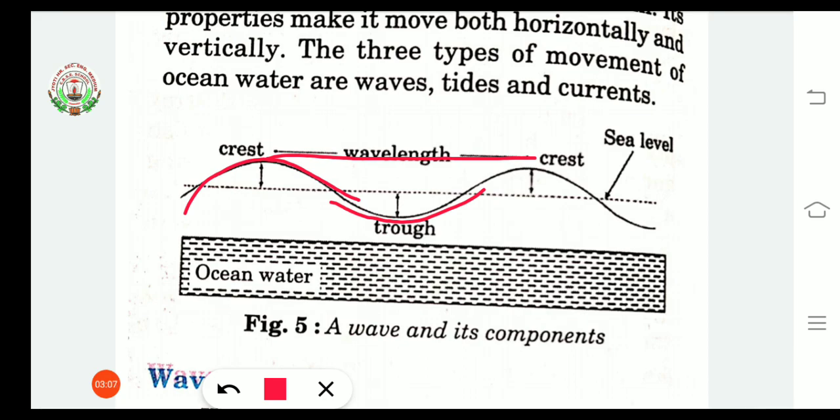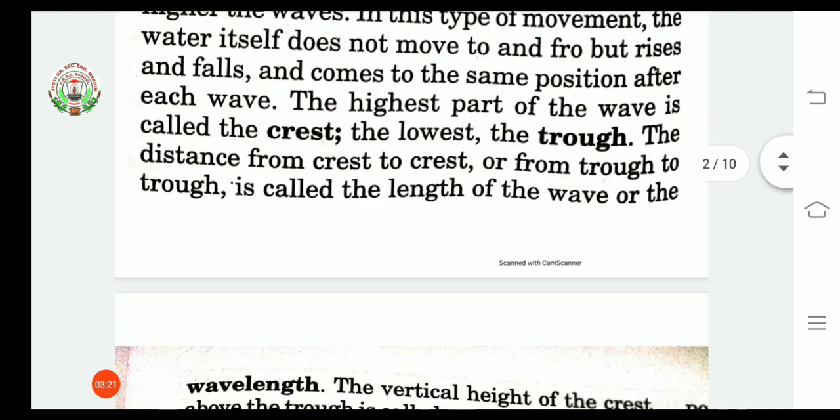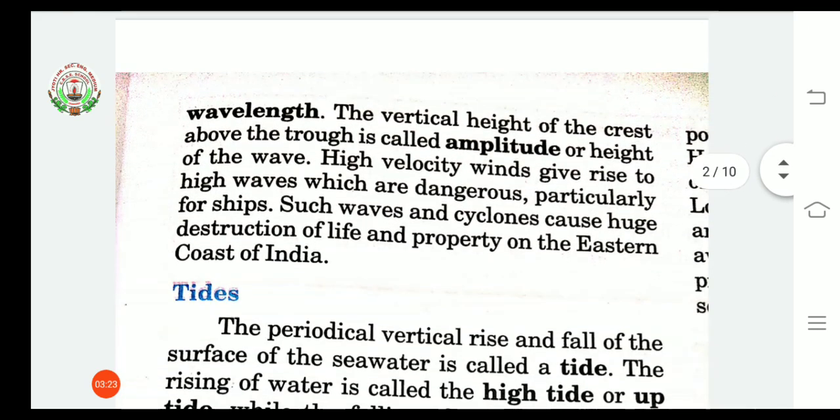And we can see the trough to trough also. Here one trough, another trough is here. So likewise, this will be called wavelength. Now we will understand one more term here, that is amplitude. The vertical height of the crest above the trough is called amplitude.